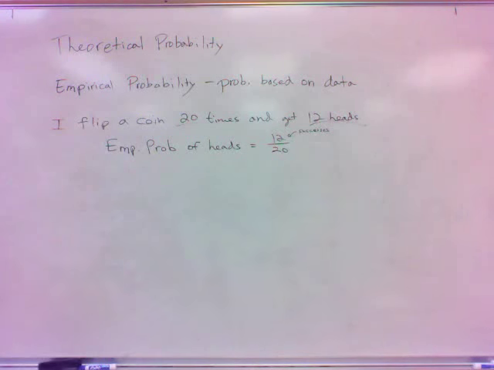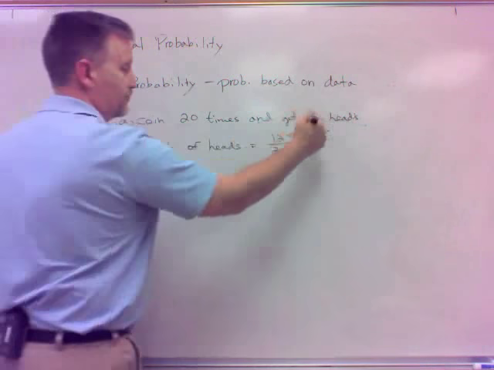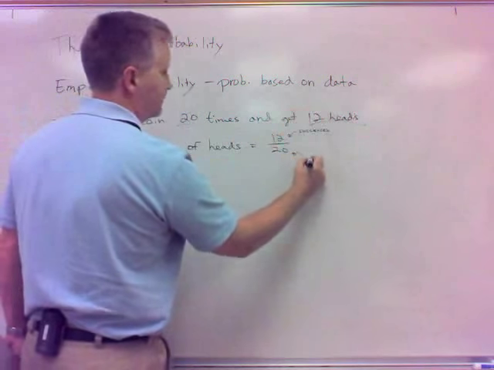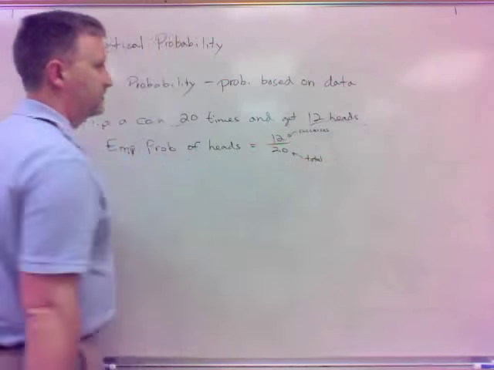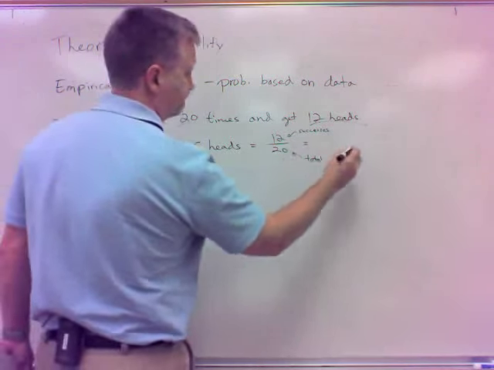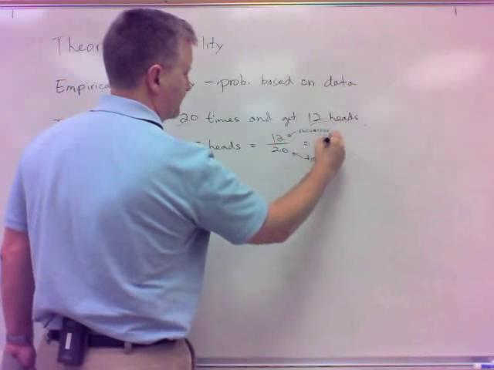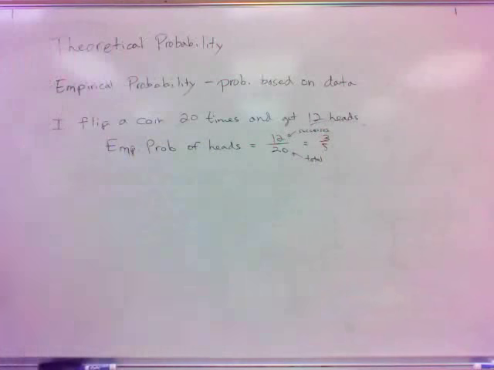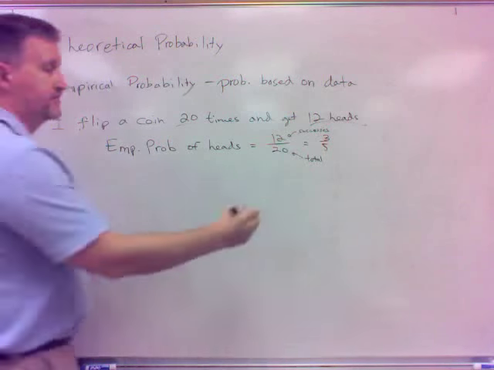Okay? All right. So, you see what I'm saying? The empirical probability I get heads is 12 out of 20. Successes were 12. 20 was the total number of times I flipped the coin. Now, that reduces, 12 out of 20, reduced by 4, 3/5. Okay? Or that's what percent? 60%, 0.6.